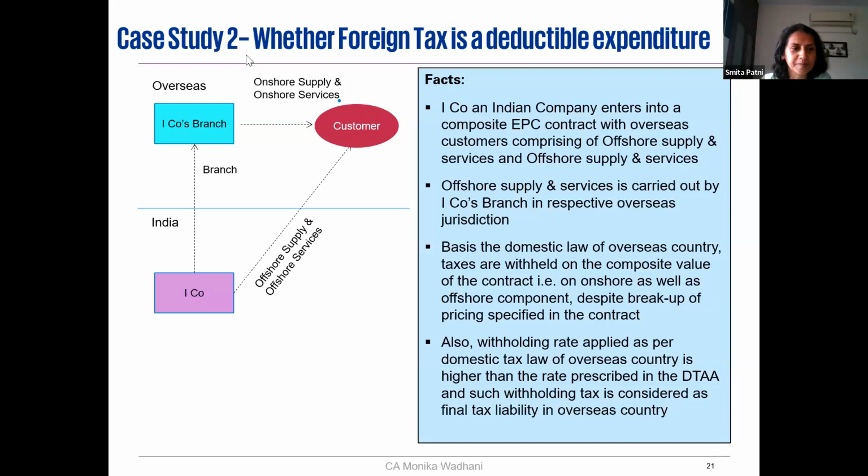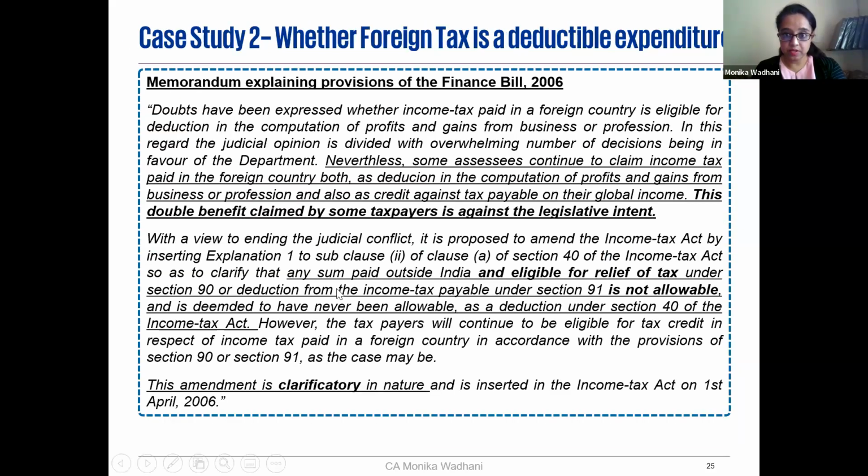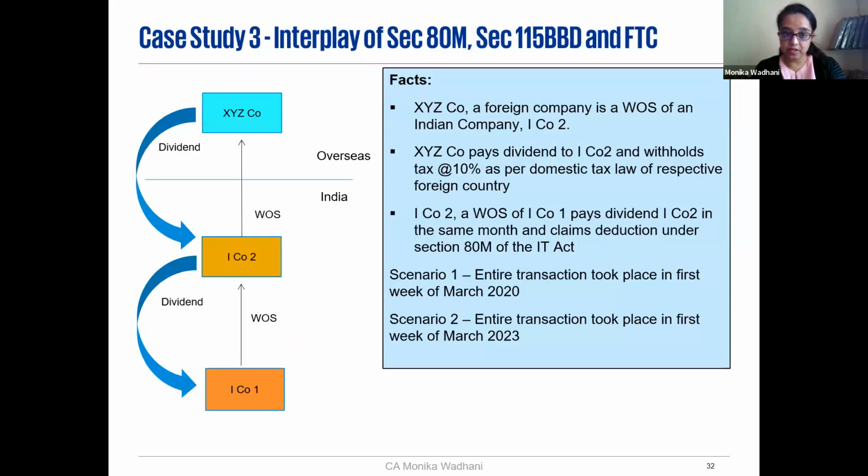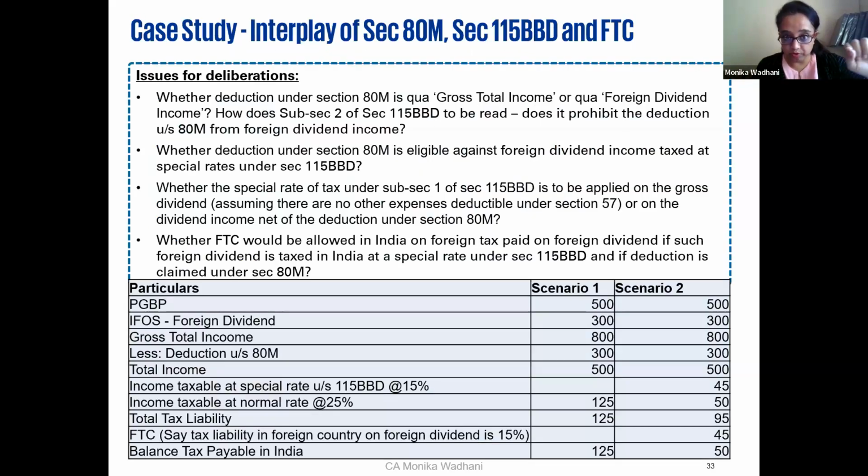Okay, so friends, let us go to the next case study. Another interesting case study. This is in the context of the interplay between the provisions of section 80M, section 115BBD and foreign tax credit. First of all, let me clarify what is 80M, 115BBD. We have reproduced the language and we'll go through it word by word.